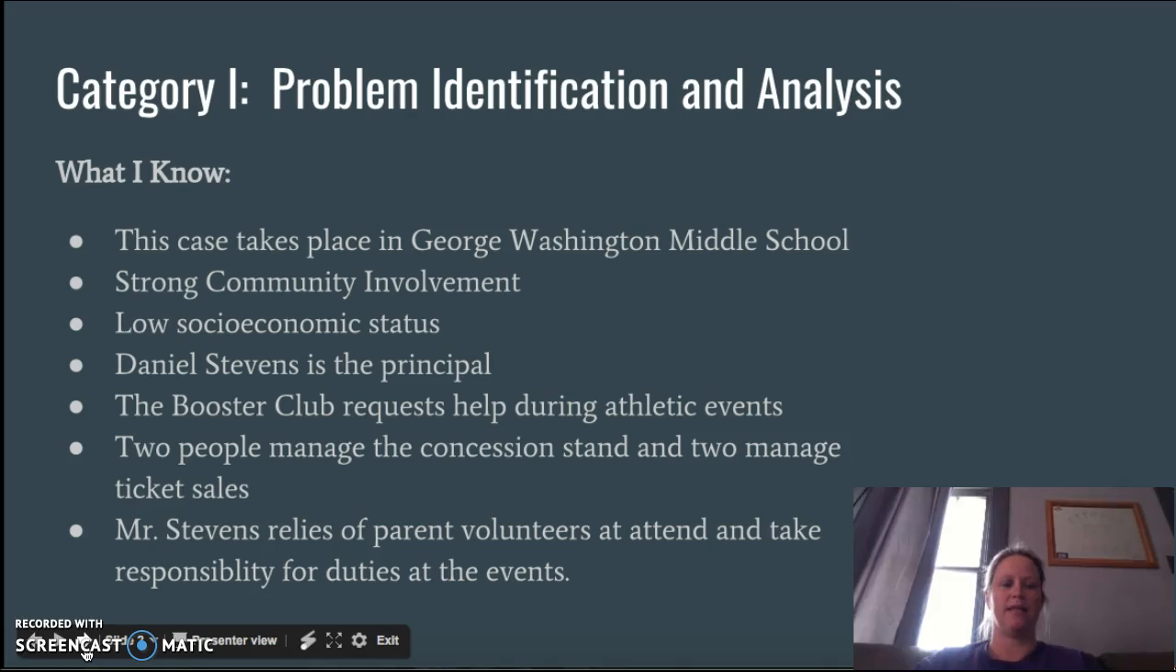What I know is this case takes place in George Washington Middle School. There's strong community involvement, even though the population has declined. Low socioeconomic status. The principal is Daniel Stevens. The Booster Club requests help during athletic events, a very active PTO. Two people manage the concession stand and two manage ticket sales. Mr. Stevens relies on parent volunteers to attend and take responsibility for duties at the events. Due to him not having an assistant principal, he relies on these volunteers.